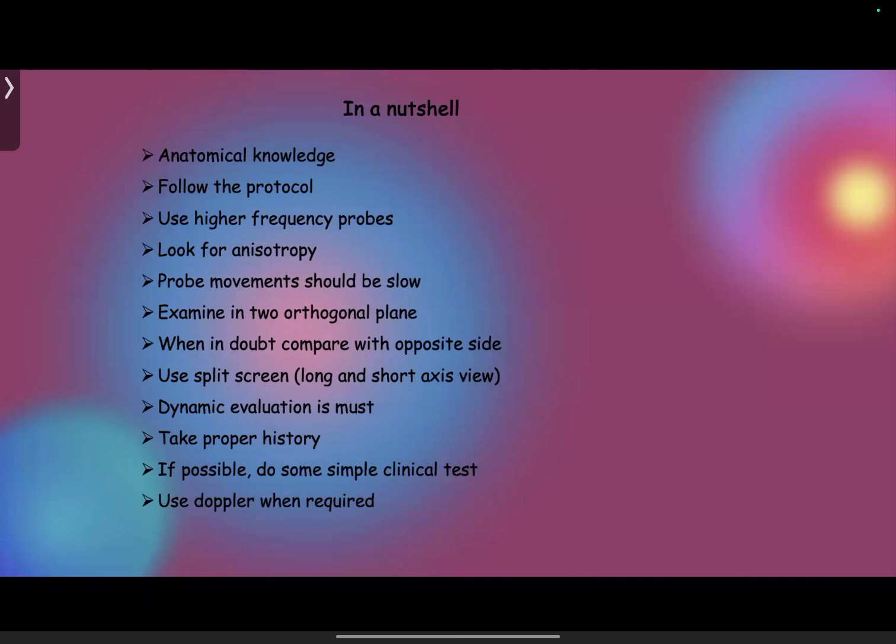So I'll just tell you an example. Suppose the patient is having tingling numbness along the finger, and you are suspecting carpal tunnel syndrome. You just ask the patient whether they have hypothyroidism, or if it's a female who has hypothyroidism. That will help you to get a good diagnosis. So history taking is very important.